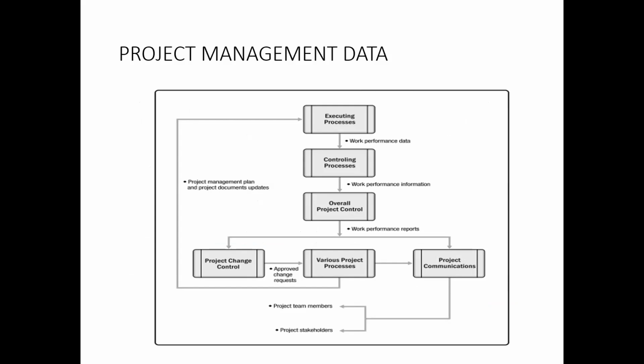So work performance data is driven by the controlling process group, like the work performance information, and then the work performance report from the overall project control. So if we have some changes, it will be like the project control changes, which will be for various projects, and then the project communication is going on between team members and the stakeholders.